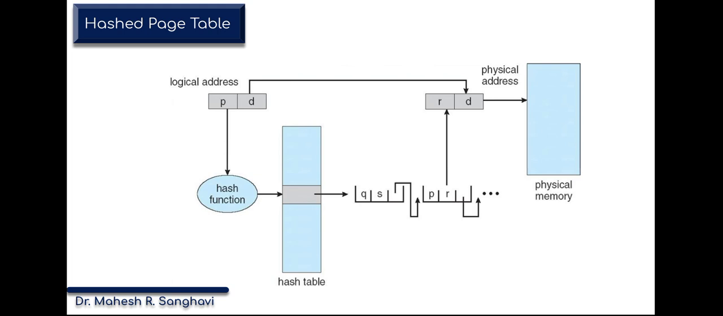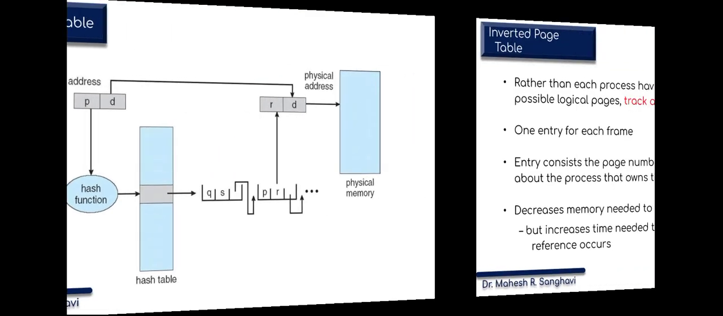In this diagram you will understand that P is given as a logical address, D will go directly, but how will P be searched? P will be given to the hash function. Whatever address is generated by the hash function will be searched in the hash table. This hash table works like your page table. If there are further adjustments, linear probing is done, and finally the page frame address will be identified and supplied here. So by using the hashed page table, the logical address is converted into the physical address, by using the hash function as well as the hash table.